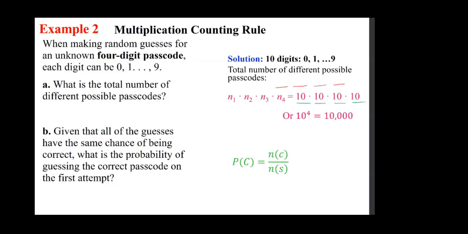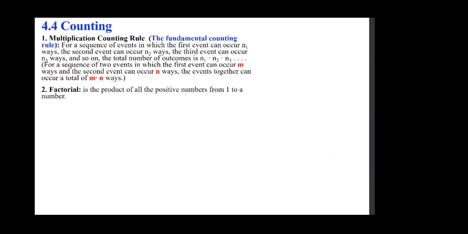N of S standing for the sample space or sample size, 1 over 10,000. All right, counting. Multiplication counting rule, the fundamental counting rule. For a sequence of events in which the first event can occur n1 ways, the second event can occur n2 ways, the third event can occur n3 ways, and so on, the total number of outcomes is n1 times n2 times n3, etc.